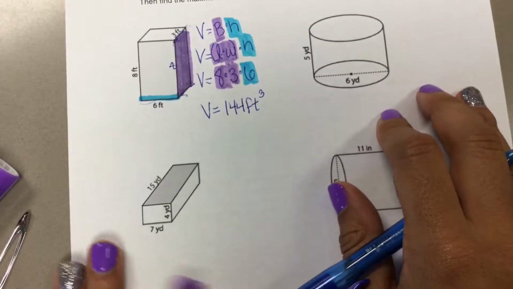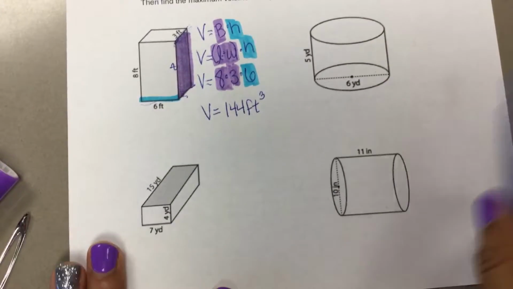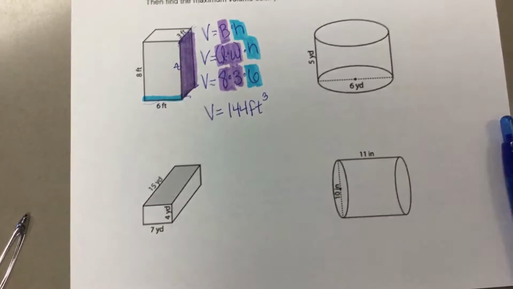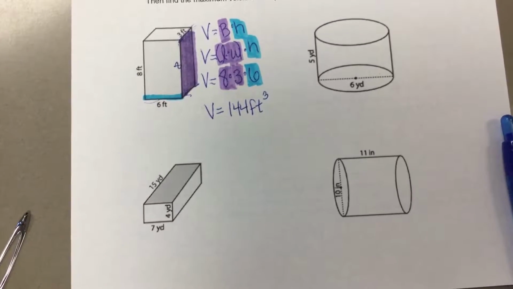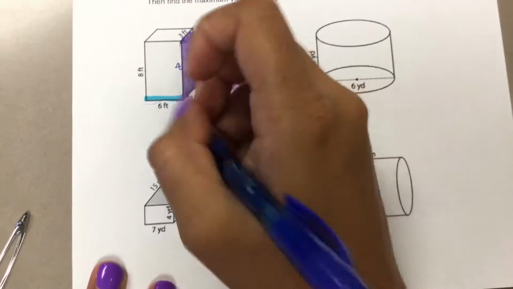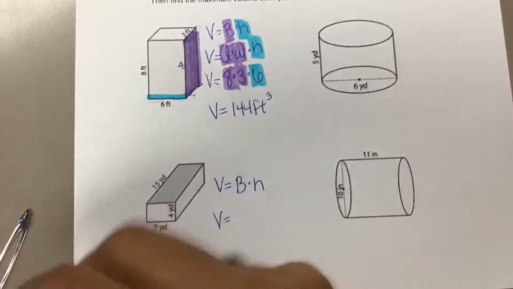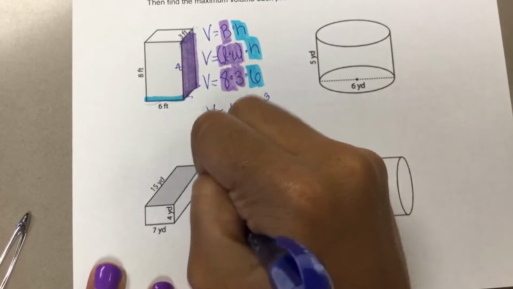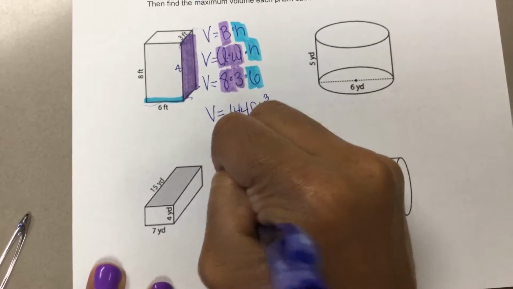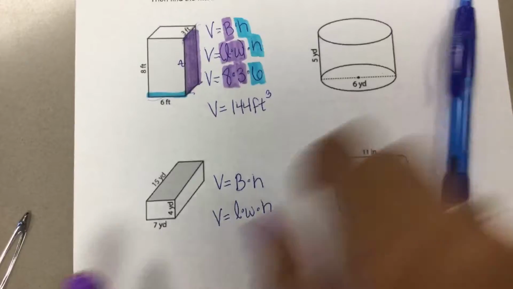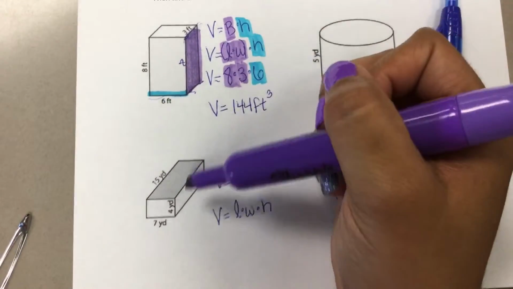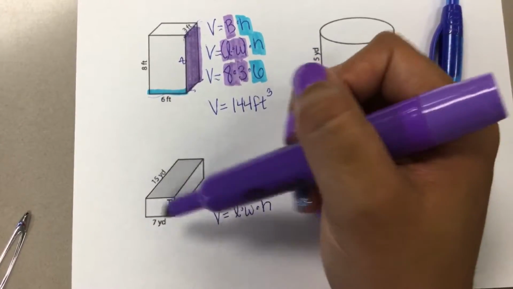Okay, let's do another one of these and then we'll move on to cylinders. Okay, so we have our volume equals big B times H. V, our big B stands for length times width times our height.